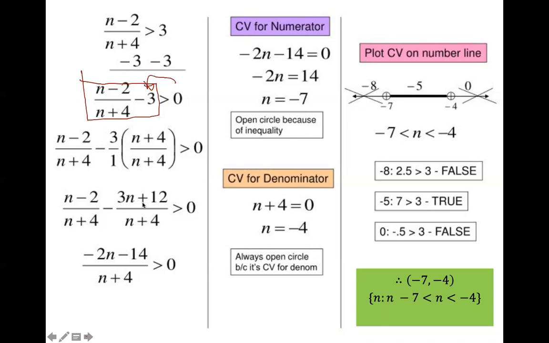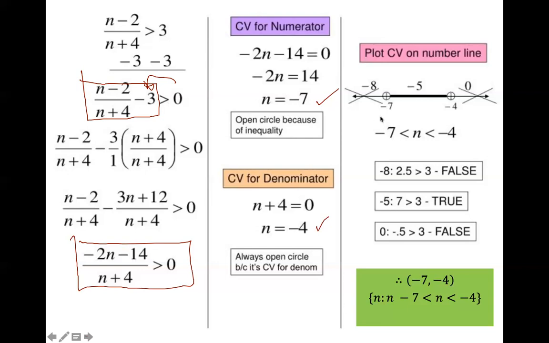So here the LCD is n + 4. Simplifying, you have the simplest inequality. Okay. So the next step after we have the simplest inequality is to look for our critical points or critical values. So you have the numerator -2n - 14 = 0, and n = -7. The denominator n + 4 = 0, and n = -4.